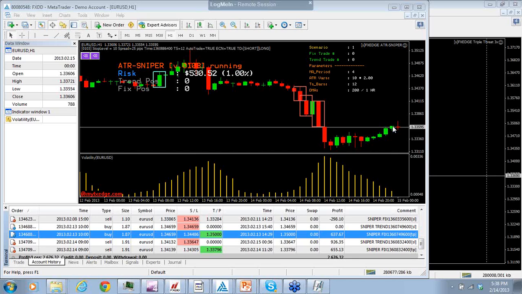My STP pound dollar did not move to break even. Should I make it now? If your STP pound dollar did not move to break even, it's because you don't have your settings set to a 50% break even point. So let me show you how to do that really quickly.